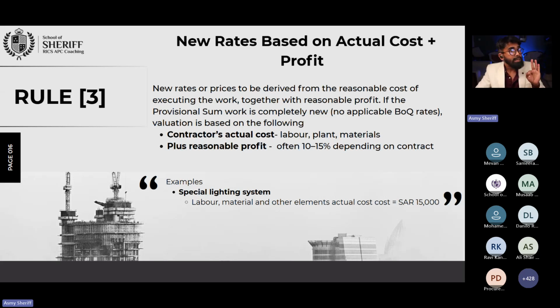Similar to that, once they activated the PC or PS, we have the third rule, which we call new rate. New rate based on the actual cost plus profit. New rate is for when the work they requested you to do is completely, entirely different. For an example, you came to construct a house.